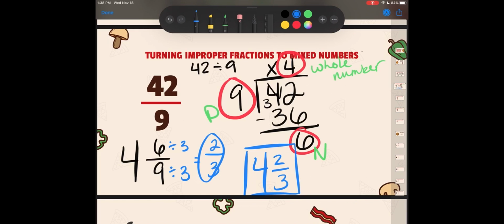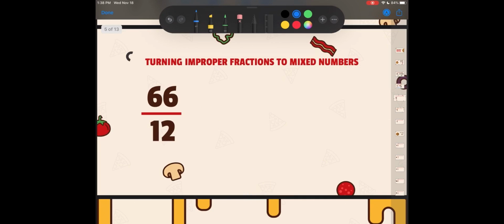So that means 42/9 was equivalent to 4 and 2/3. Let's do a few more. 66/12. Remember that a fraction bar means dividing. So in order to turn this improper fraction into a mixed number, we divide. We will do 66 divided by 12.